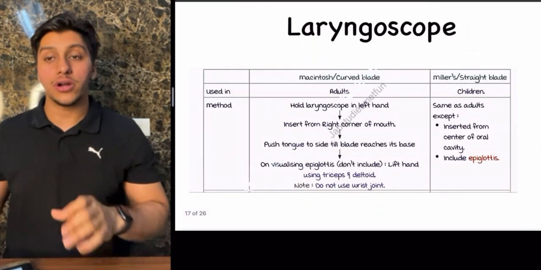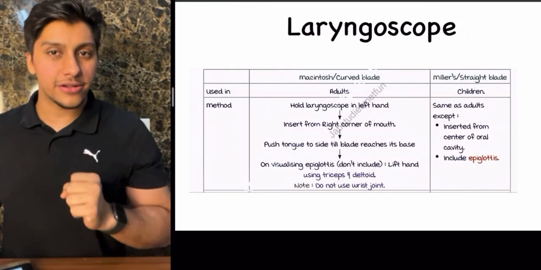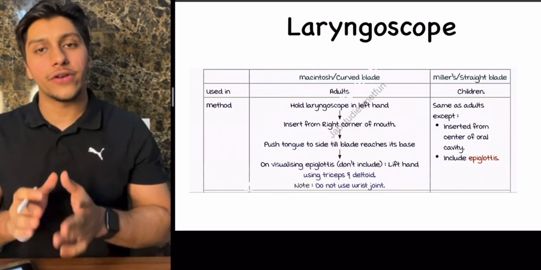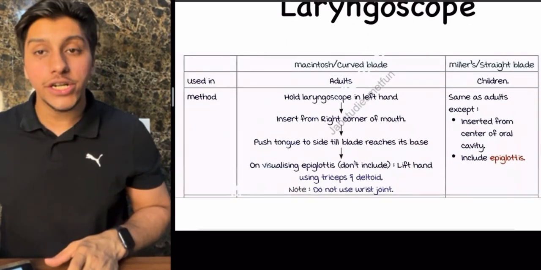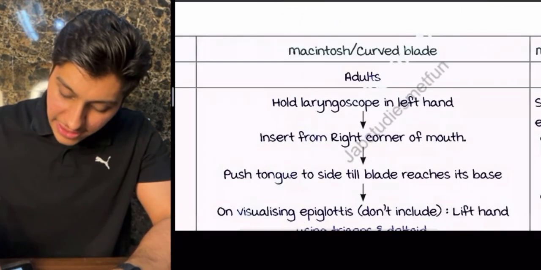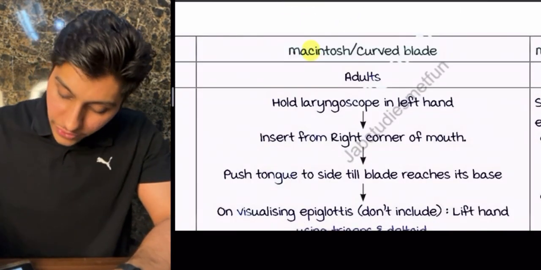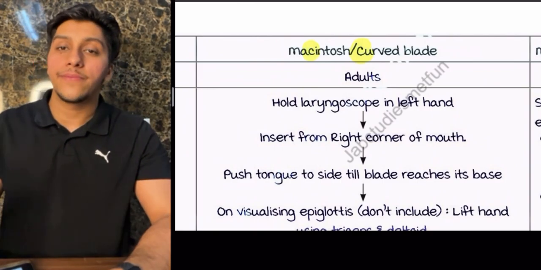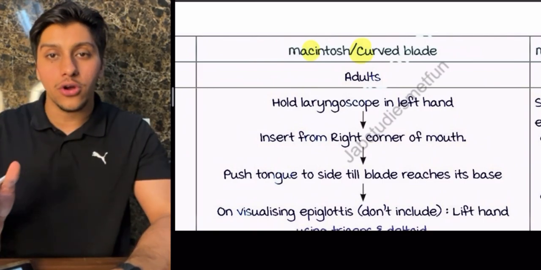Next, guys, let's talk about the laryngoscope. Now, there are two types of laryngoscope, guys. One for adults and one for children. Remember, Macintosh is also known as curved. How do you remember this? Macintosh, M-A-C. There is a C in Macintosh, and C is for curved. On the other hand, the one used in children is known as Miller or straight.